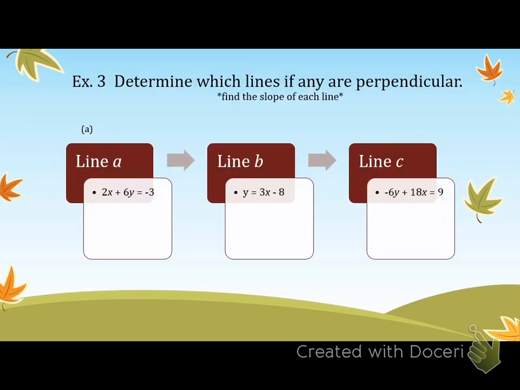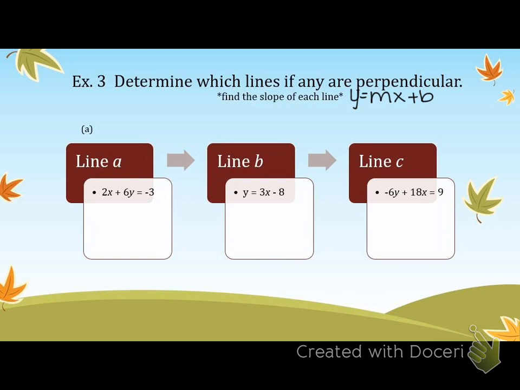Example number 3 says, determine which lines, if any, are perpendicular. Again, we have to find the slope of each line. But what do you notice right off the bat? This time they did not give us ordered pairs. Instead, they have given us equations. So what form do we need these lines in order to find the slope? Y equals mx plus b. So probably not a bad idea next to the directions that say find the slope of each line. Write down, again, y equals mx plus b.